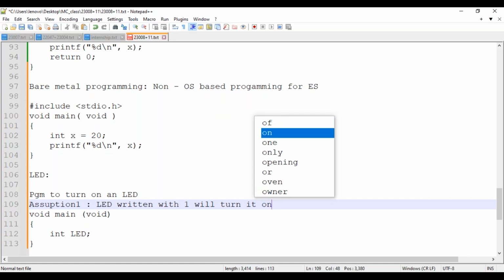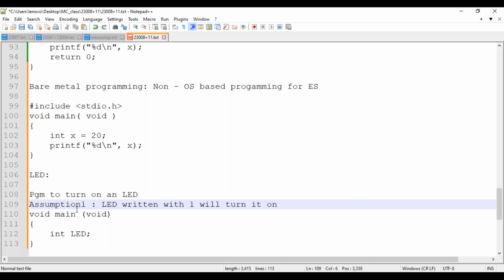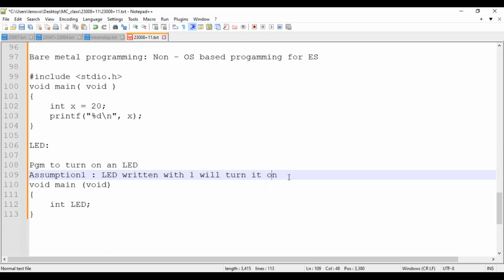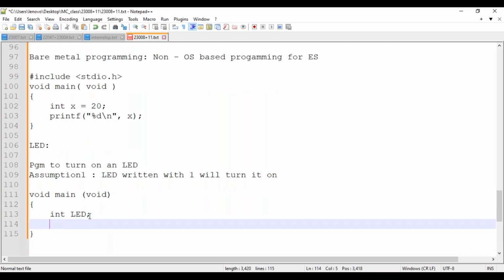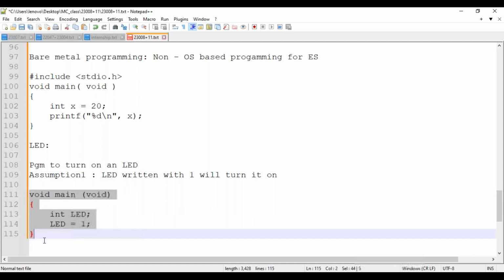So if I write LED with the value 1, it is going to get the LED turned on. We will justify this assumption in tomorrow's class, but just remember I am writing a program with one assumption: LED with 1 will turn it on. So I take a variable called LED, and I write LED equal to the value 1. Now I'm done writing my program.